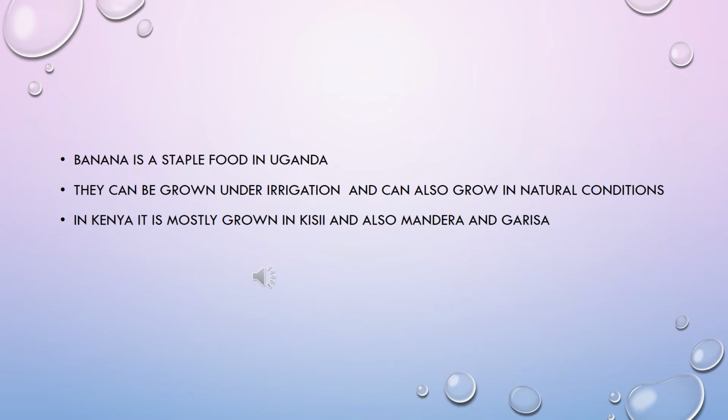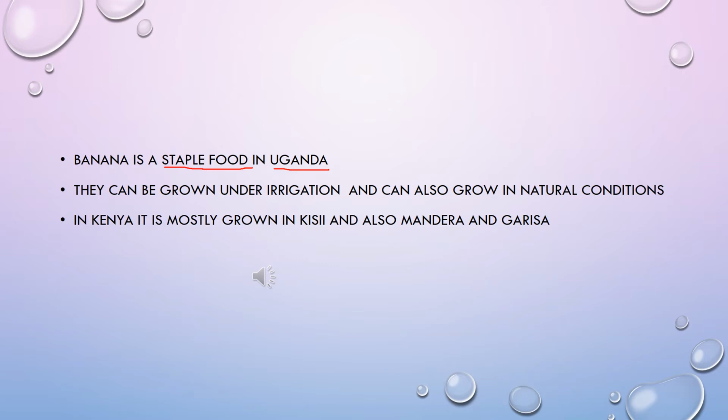Banana is a staple food. In Kenya, it is not a staple food, but in Uganda, it is a staple food. And in Uganda, the fruit is mostly grown and then harvested. After it has been harvested, it is cooked. So we have two types of bananas: the ripe banana and the green banana. The green banana is the one which is cooked and then eaten with some vegetables. But a ripe banana is the one which is used as a fruit. So banana is a staple food in Uganda.